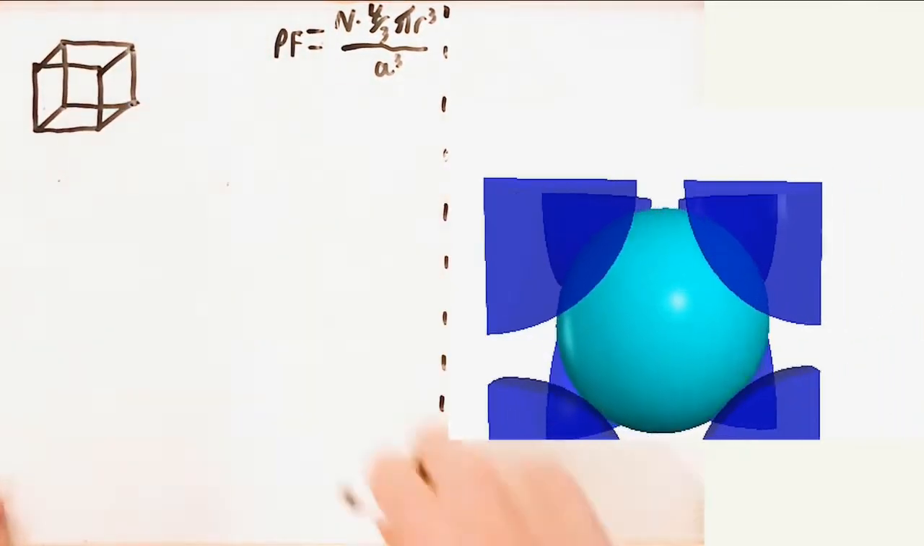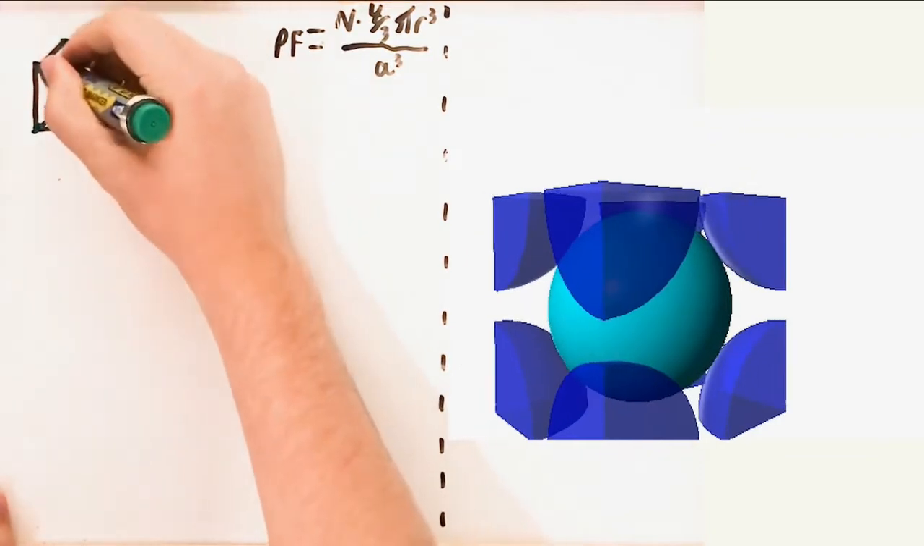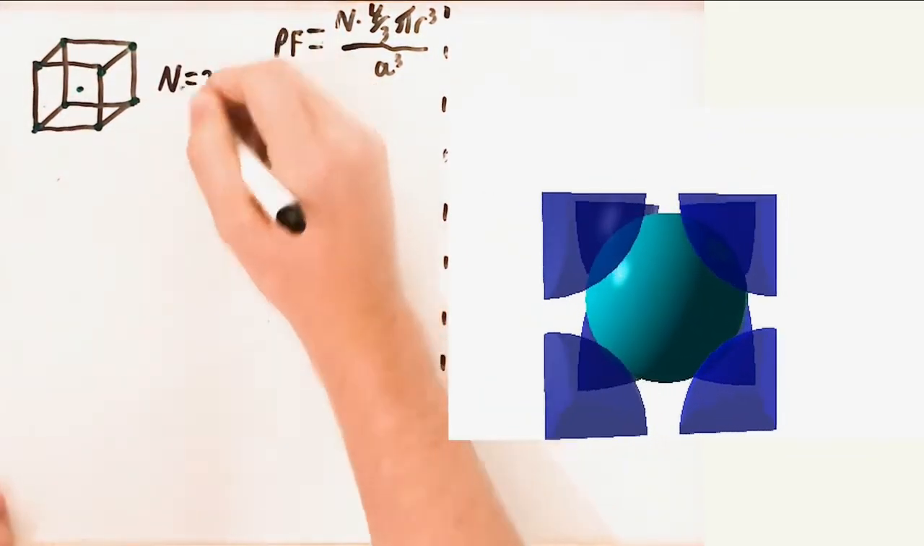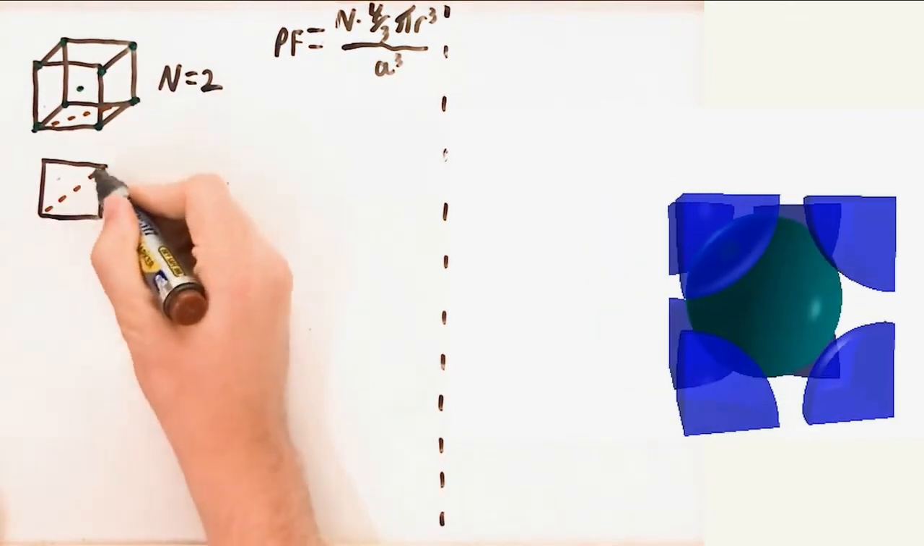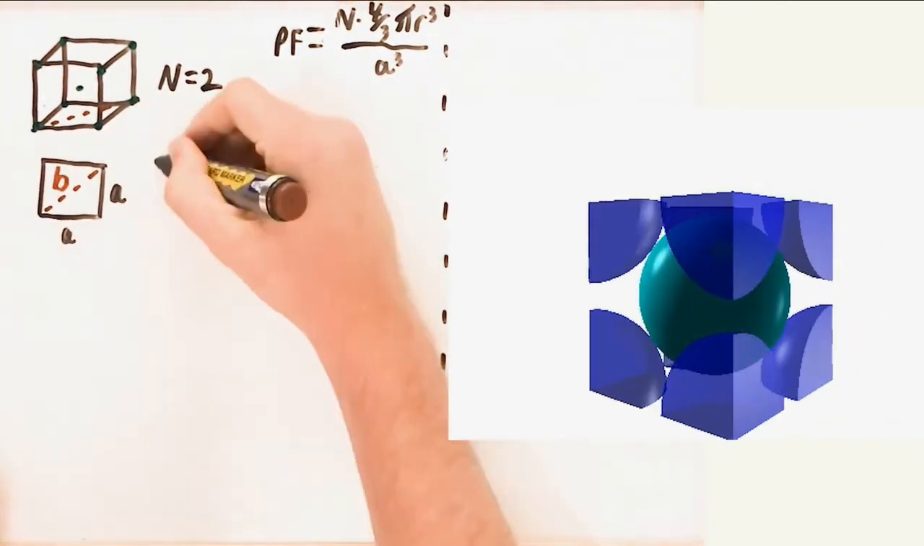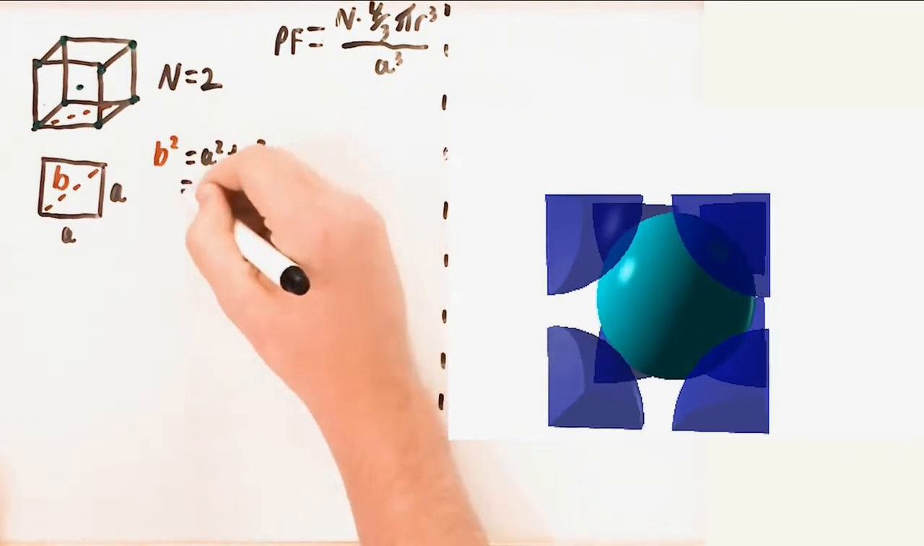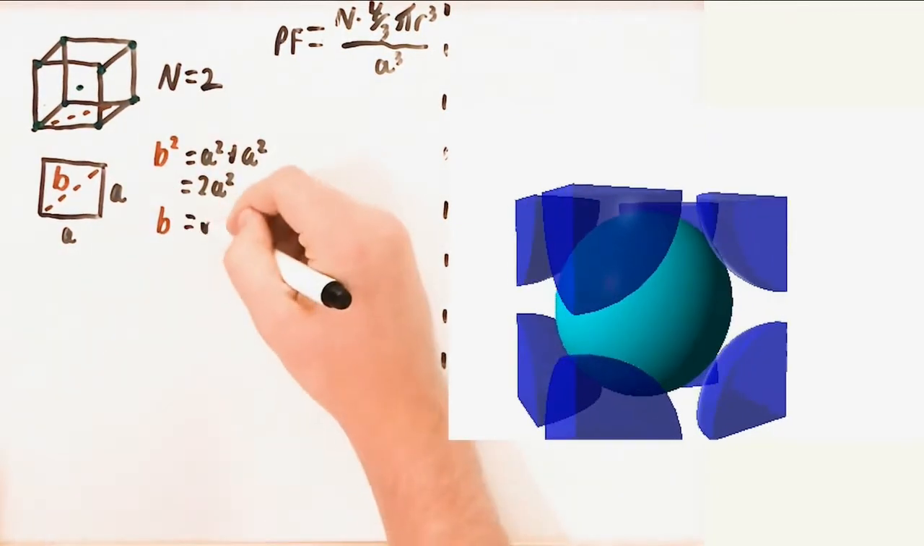Each green point here represents the center of an atom. With 1/8 of an atom being added in each corner, and 1 in the center, we have here n equals 2. Next, let's work out the brown diagonal length of one of our outer surfaces, here labelled B. From Pythagoras, we can quickly see that B equals root 2a.